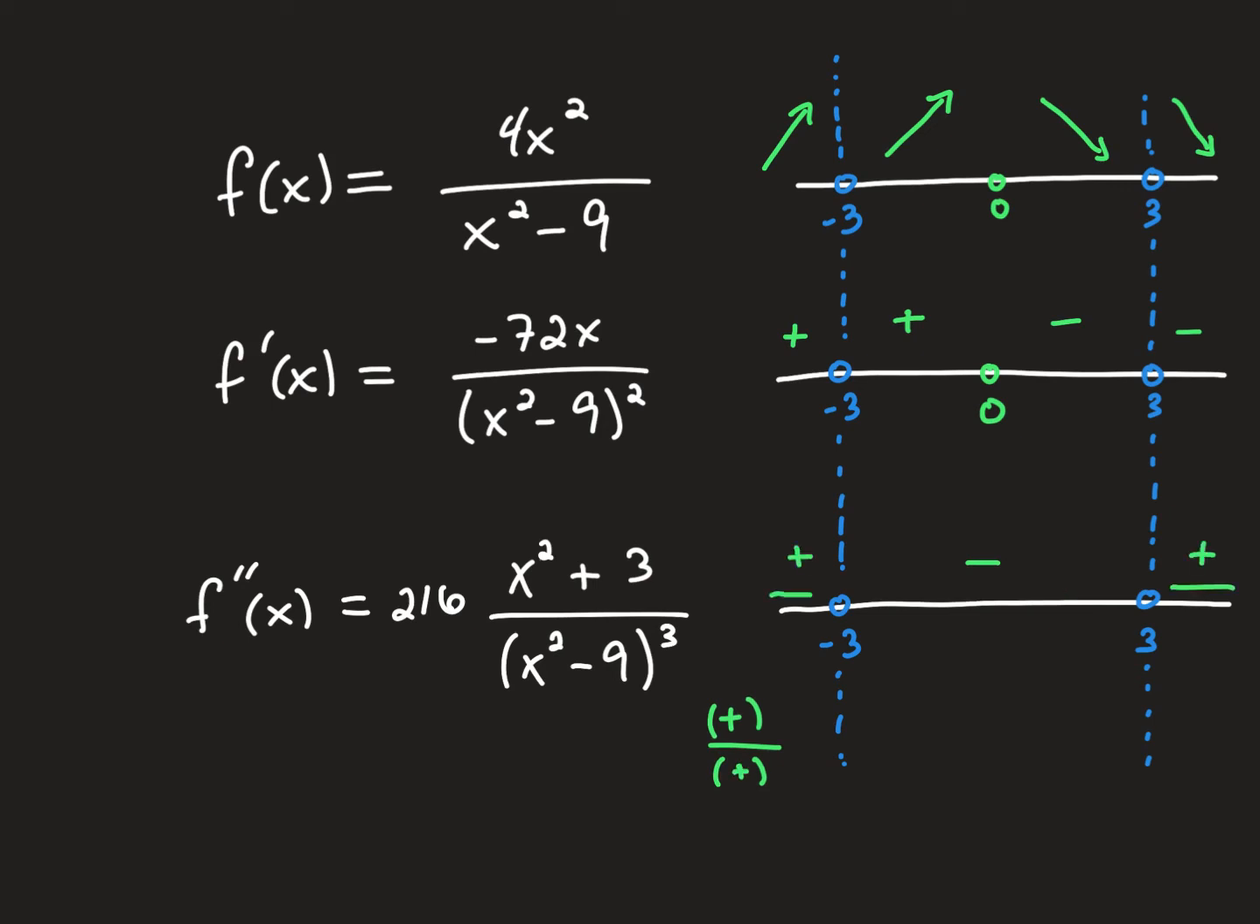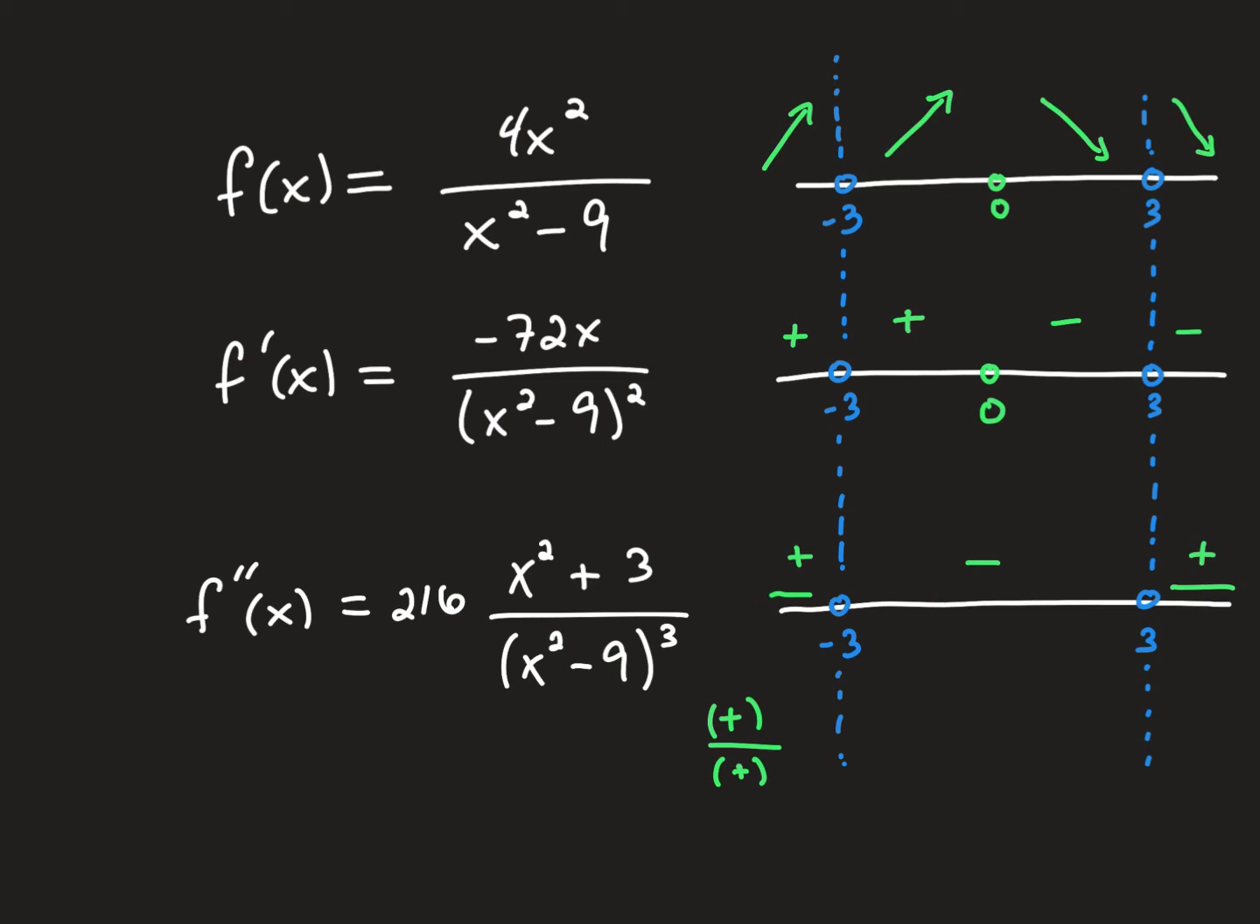And then likewise, if I pick something like minus 4 or 4, because of these squares, it doesn't matter. Minus 4 quantity squared is positive. Minus 4 quantity squared is 16. 16 minus 9 is positive 7. So I'm going to get a positive number. So even if I use a negative 4 or positive 4, I'm still going to get a positive number down here on the bottom because 16 minus 9 is 7. 7 cubed is positive. So positive divided by positive gives us positive here and positive here. So we're going to be concave up here, and concave down here.